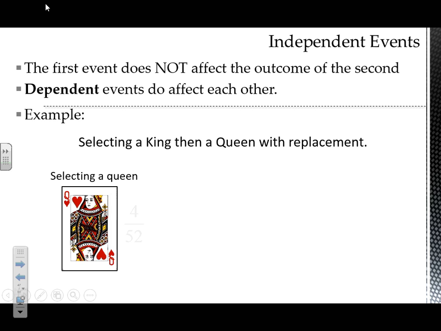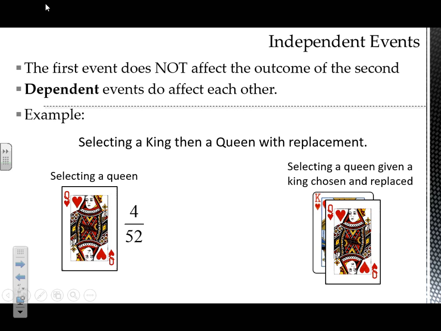So when we think about that second scenario, I select my king, so I know I drew my king, place it back in the deck and shuffle. Knowing that I drew a king first, what's now my probability of selecting a queen? Still 4 out of 52. So regardless of what I do that first time, since I replaced the card, my probability for selecting a queen second is still the same. I still have a 4 out of 52 chance of selecting.